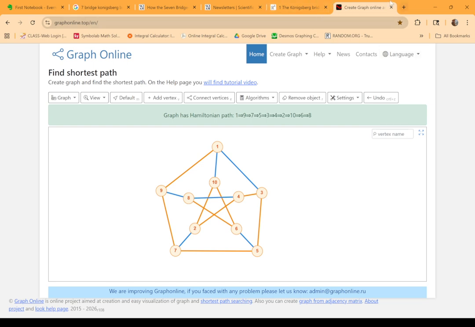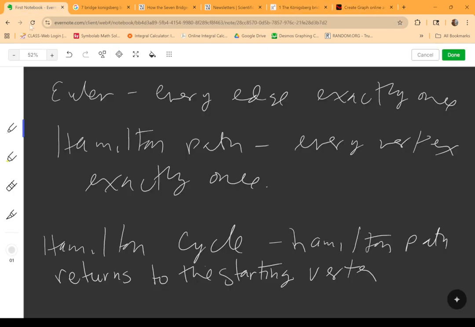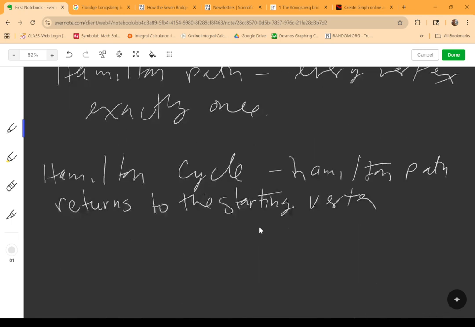So here, let's take a look at a couple of things. Just because a graph has, let's say, an Euler trail, we're not guaranteed to have a Hamilton path. For example, this graph here, we saw previously that it had an Euler trail, but for this one, there's no Hamilton path that exists.